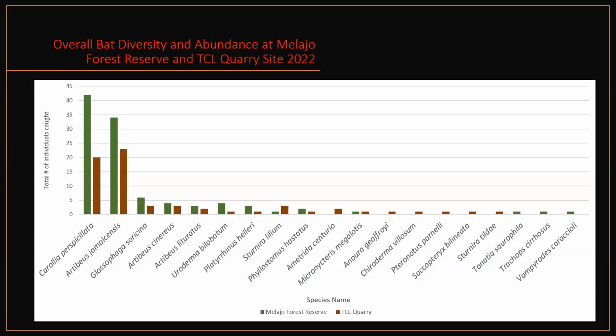This bar chart depicts the overall bat diversity and abundance at Melao Forest Reserve and TCL quarry site. On the left of the chart, you can see the more dominant species, such as Carollia perspicillata and Artibeus jamaicensis. And as you go further along to the right side of the chart, these species become rarer and rarer in our survey, such as the Tonatia saurophila, Trachops cirrhosus, and Vampyrodes caraccioli, which were only caught once or twice.